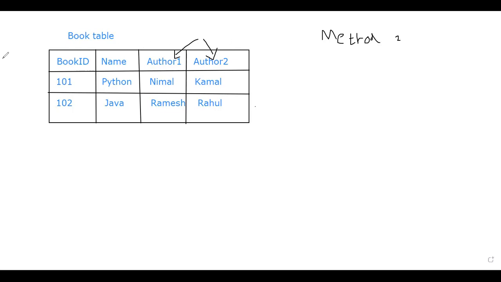Let us try this. So let me have the book ID, the name and the author. Before it was author 1 and author 2. So in order to remove the repeating groups, I am having only one author.